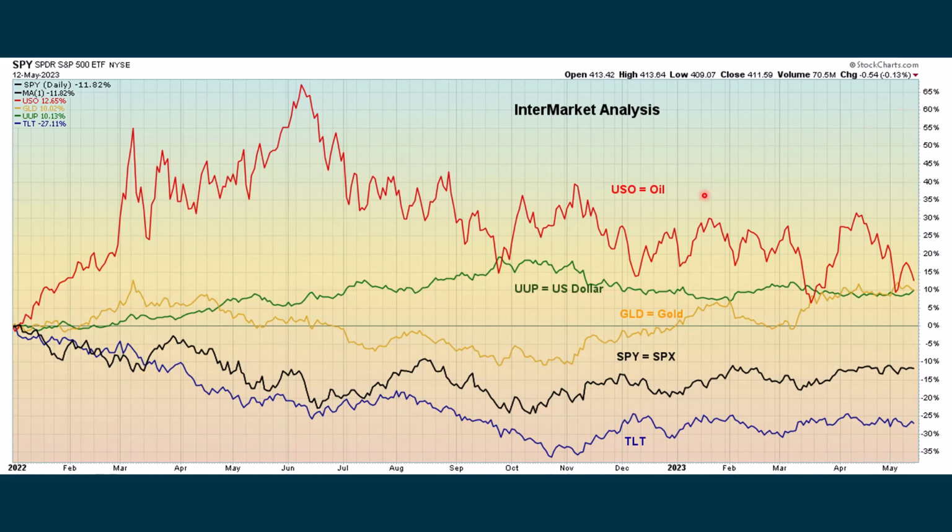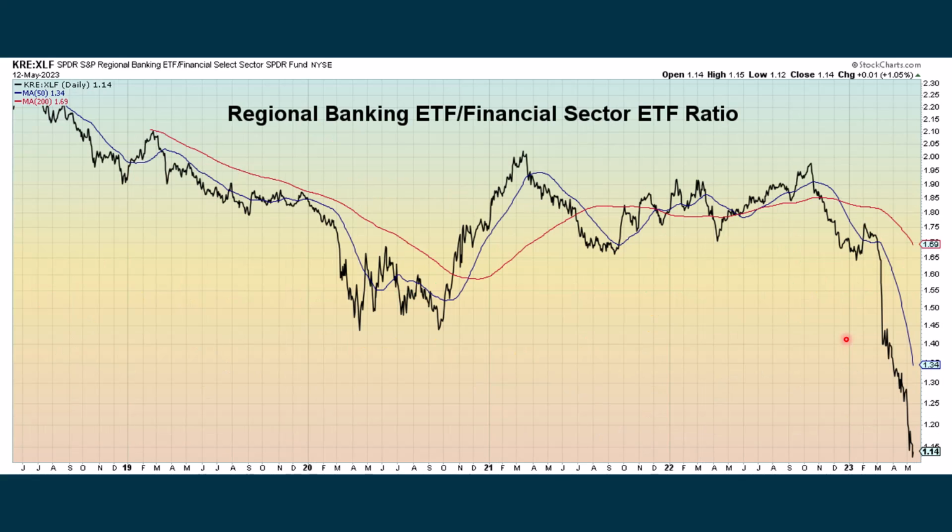Looking at our InterMarket Analysis chart, going back to the beginning of 2022, oil is still in the lead, where we have the dollar and gold pretty much on top of each other right now, and stocks and bonds continue to be negative overall. Looking at the regional banking ETF and comparing it to the financial sector, the regional banks are underperforming.